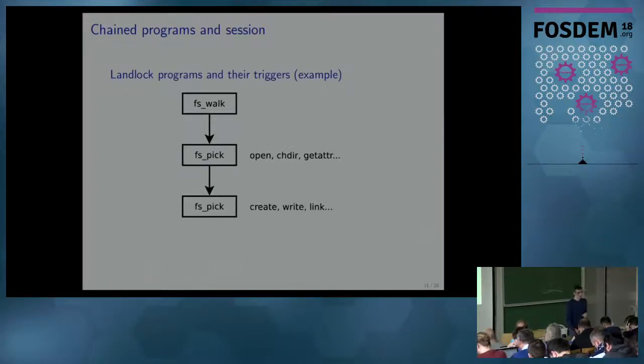And for write actions, I created another fspick program, which is also triggered when accessing a file, so the leaf of a file path. And this one will be triggered for write kinds of operations, like creating a file, writing to it, or linking, unlinking, and so on.